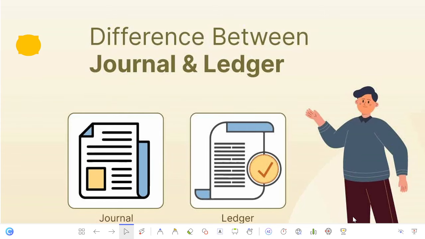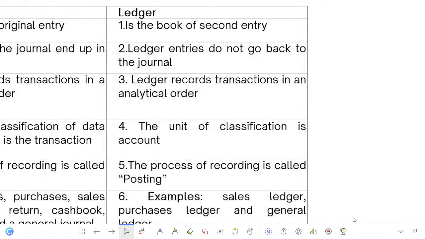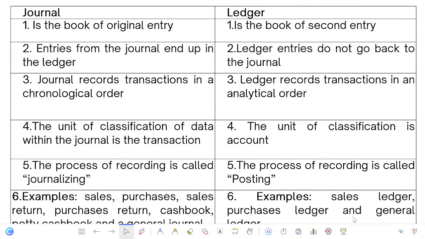There is a difference between a journal and a ledger. So there are a number of differences. A journal is the book of original entry, whereas a ledger is the book of second entry. You need a journal for you to prepare a ledger. Entries from the journal end up in the ledger, but ledger entries do not go back to the journal. They go to the trial balance.